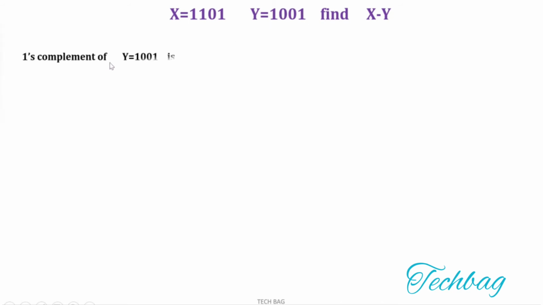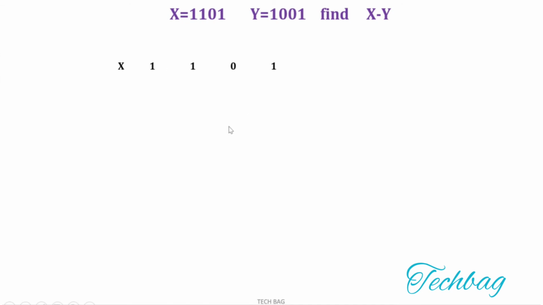Let us see some examples. X is equal to 1101, Y is equal to 1001. Find X minus Y. Here we are going to use 1's complement for subtraction. First step, you have to take the complement of Y. Because here it is X minus Y, you have to take the complement of the subtrahend. Here the subtrahend is Y. Take the 1's complement. You all know that the 1's complement is obtained by inverting each bit in that number. So you get 0, 1, 1, 0.